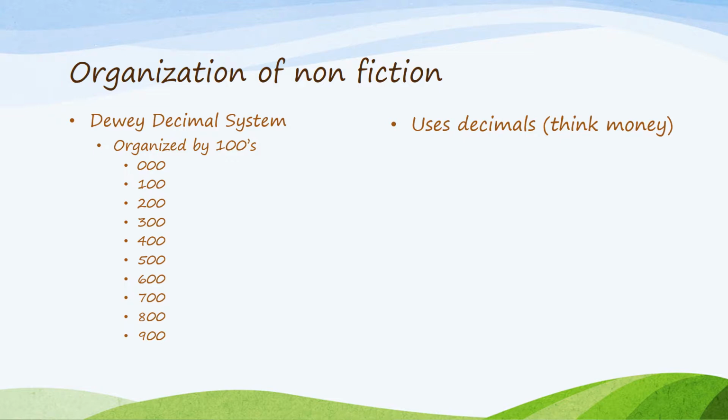For the following screen, I'm going to take a snapshot of an OPAC search. In this case, I looked up sharks, which is under 597, which is reptiles and amphibians, and that wouldn't fall under the 500s.